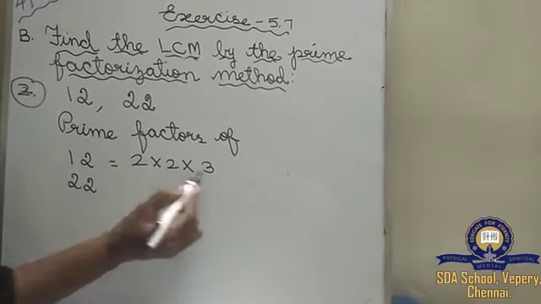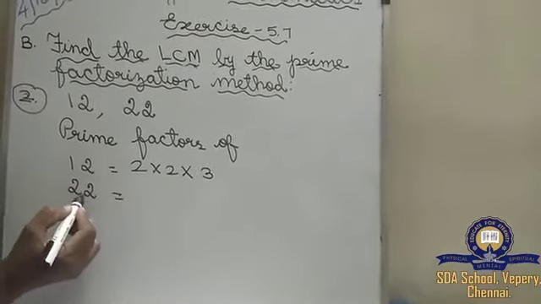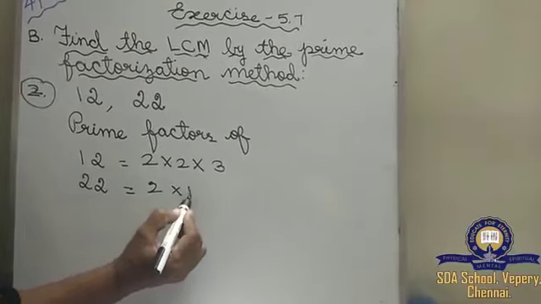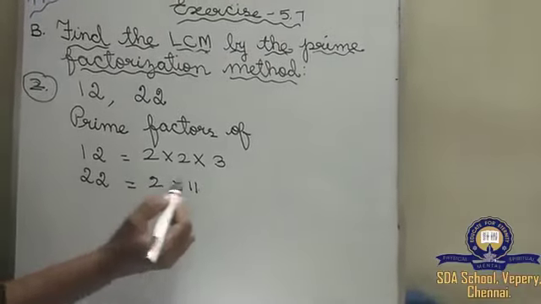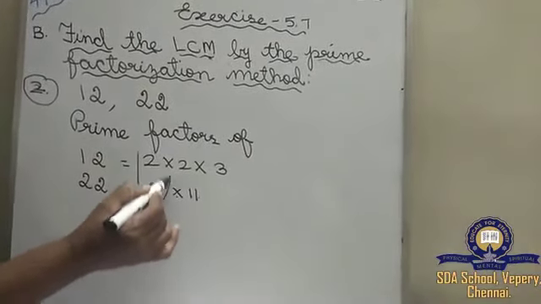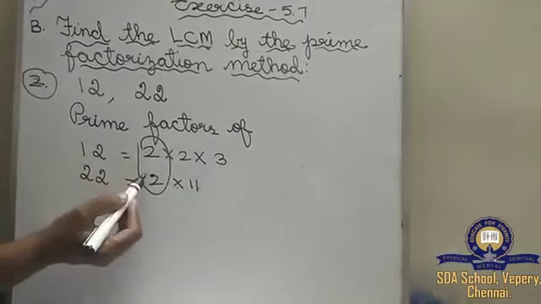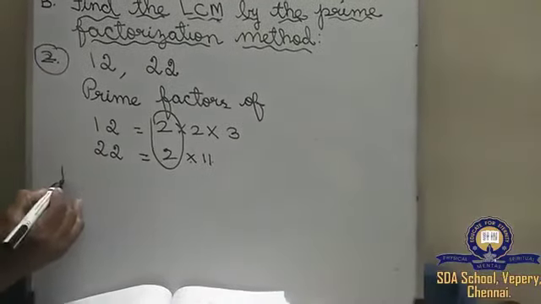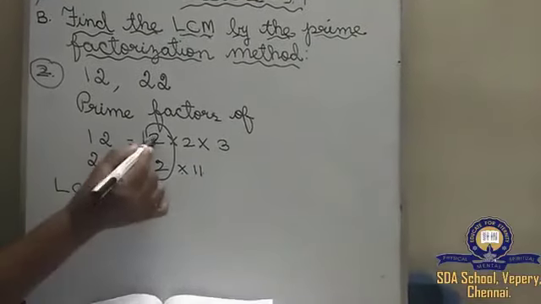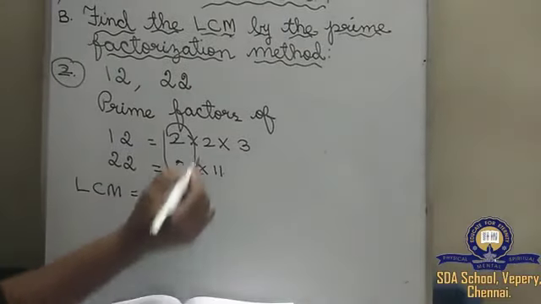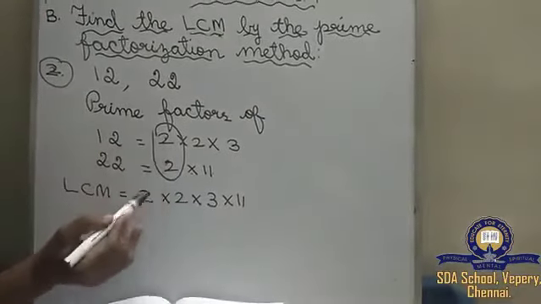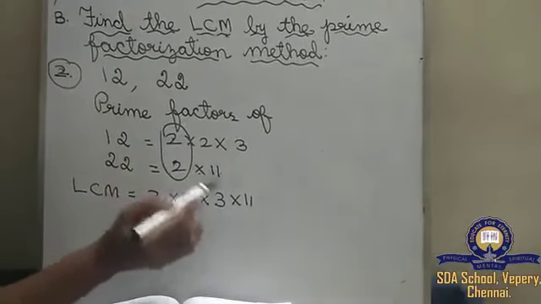2 2s are 4, 4 3s are 12. For 22 what can we use? Only the 2 table and 11, isn't it? 2 11s are 22. So if 2 2s are here, you should consider them as 1 2. So LCM is equal to 2 into 2 into 3 into 11, with this 2 as 1 2: 2, 2, 3 and 11.